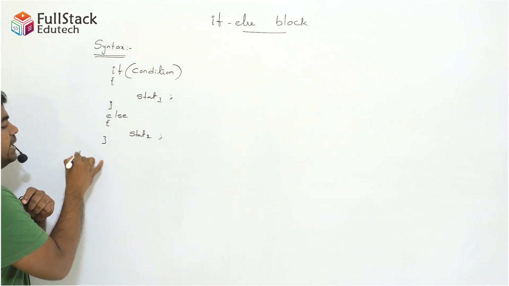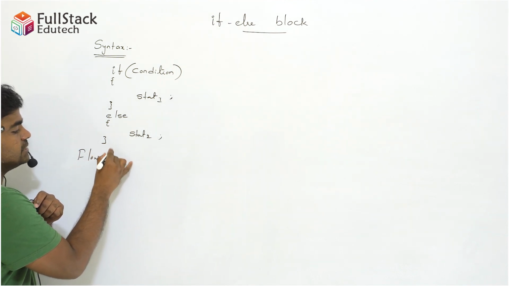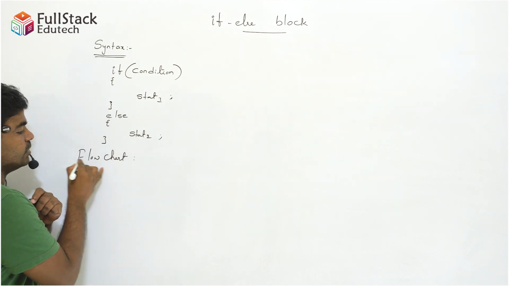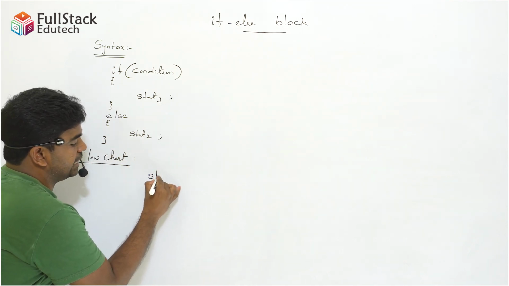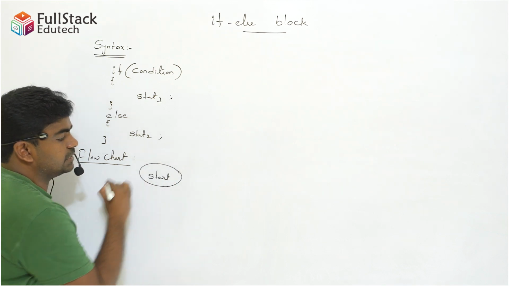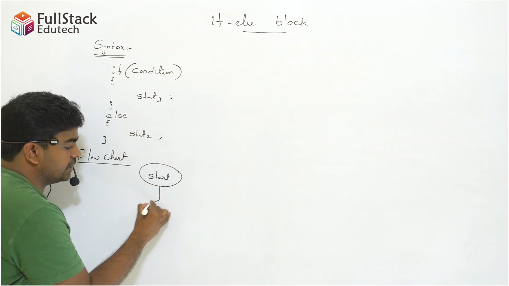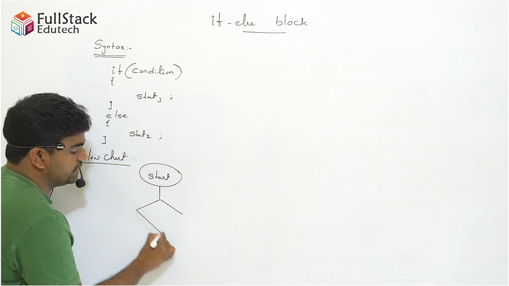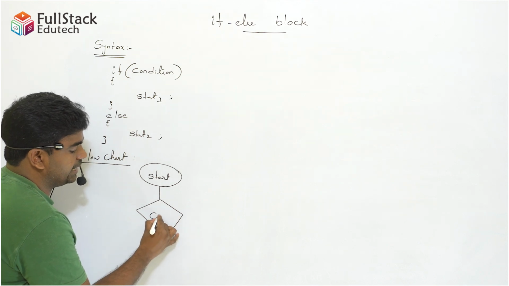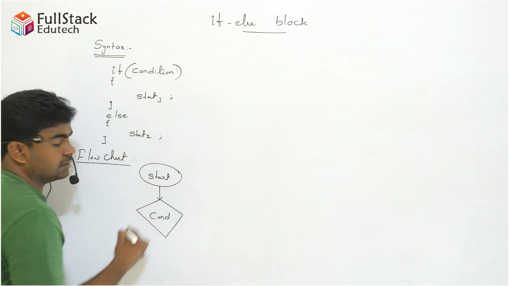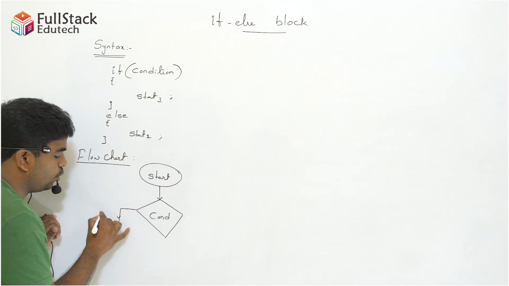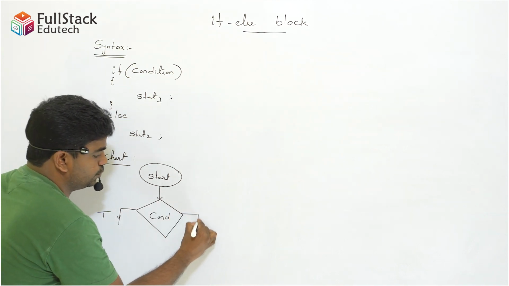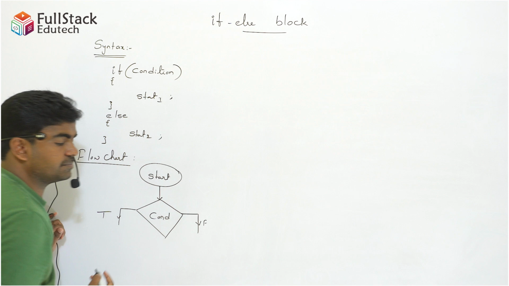See, how can we understand the flow? Simply start. Here, we need to specify the condition. For every condition, two options are there: if it is true, if it is false.